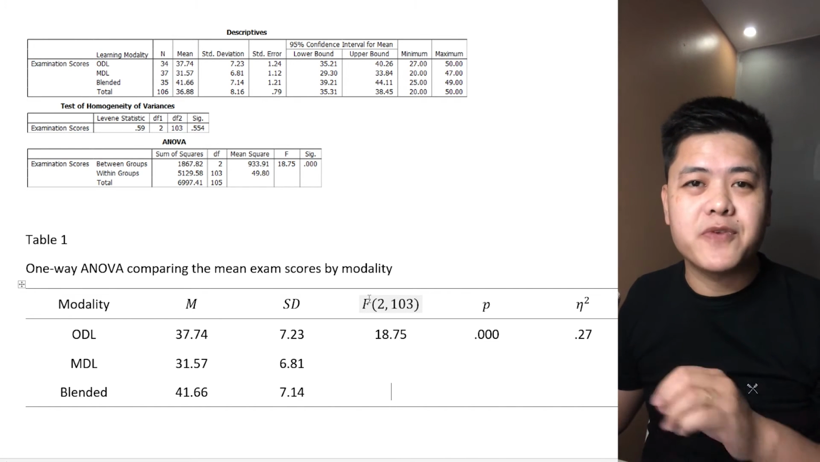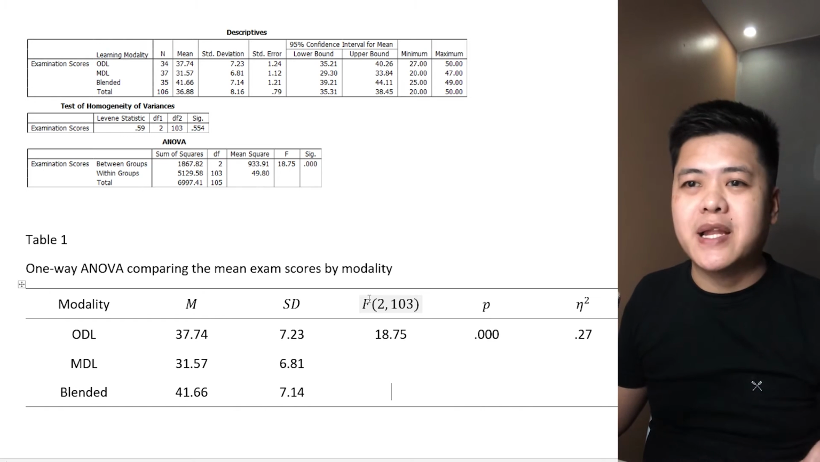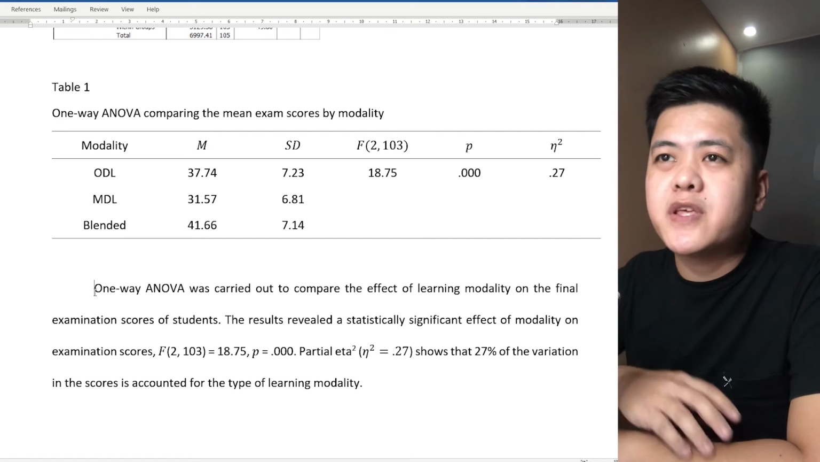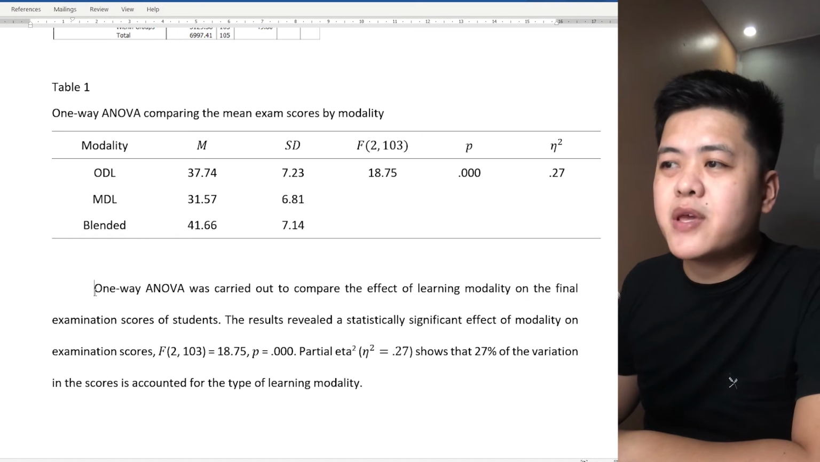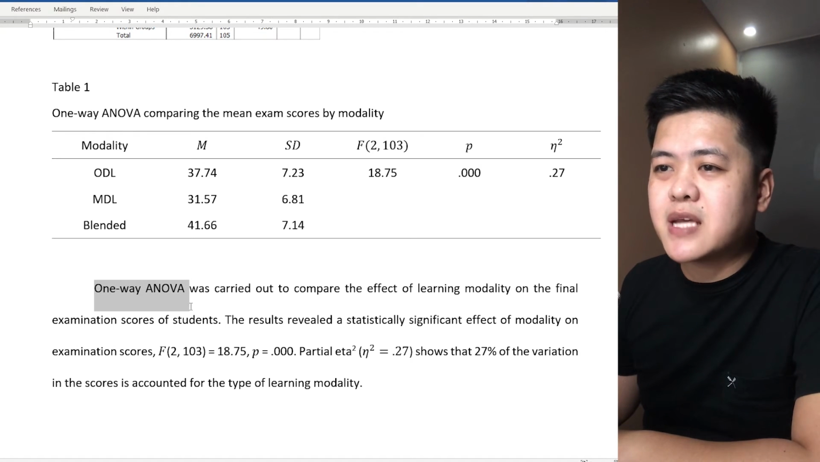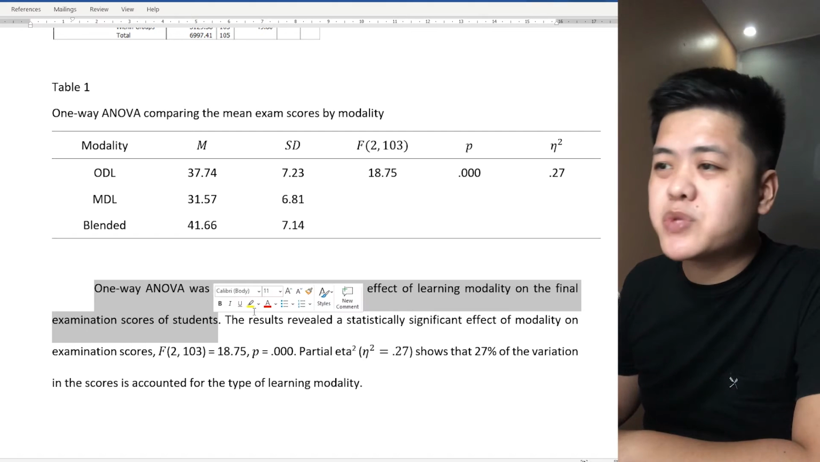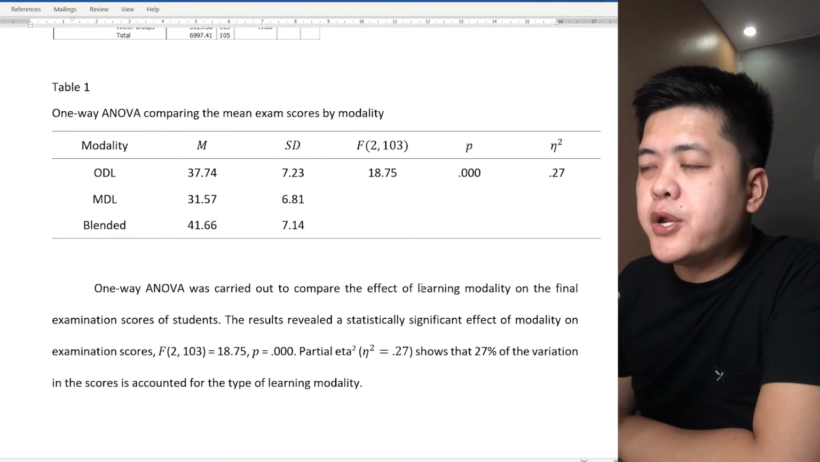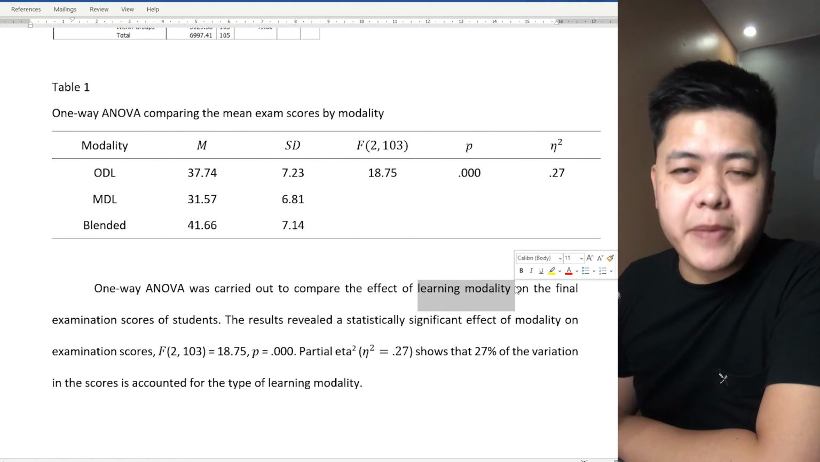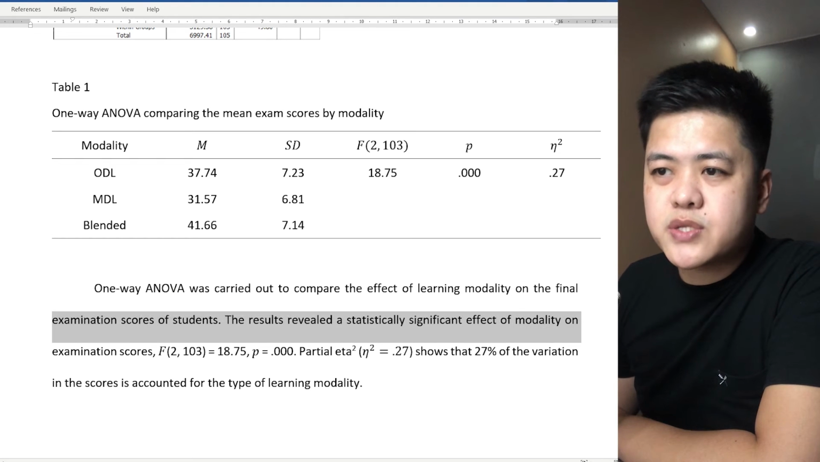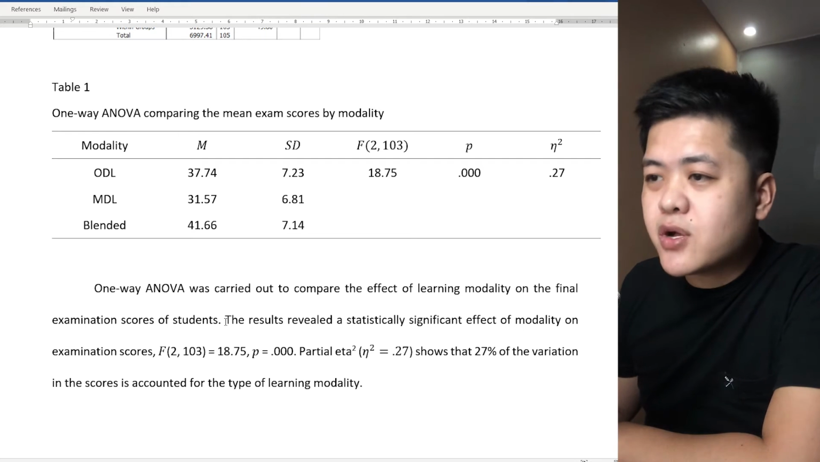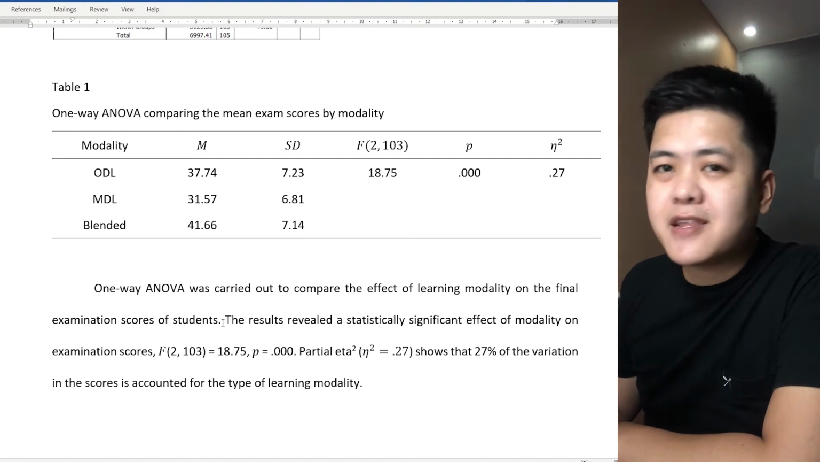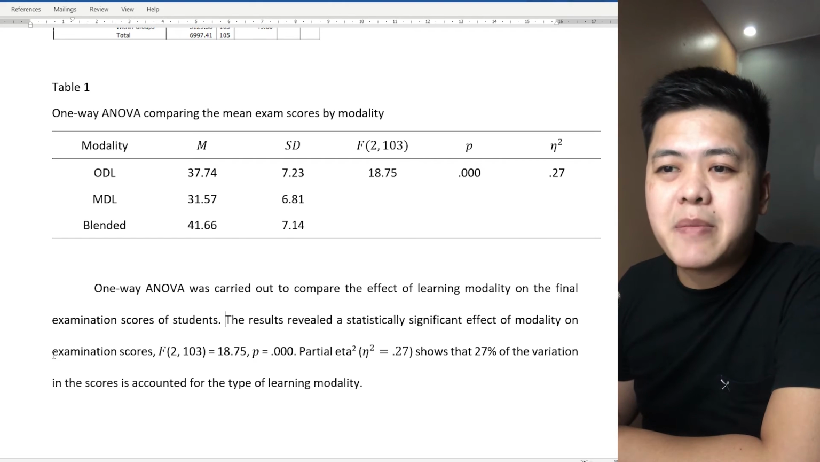Let's now write the first few parts of the textual analysis. And the first part of the textual analysis goes this way. One-way ANOVA was carried out to compare the effect of learning modality on the final examination scores of the students. Learning modality is your independent variable, and examination scores is your dependent variable. And then the results revealed a statistically significant effect of modality, or type of modality, on examination scores.